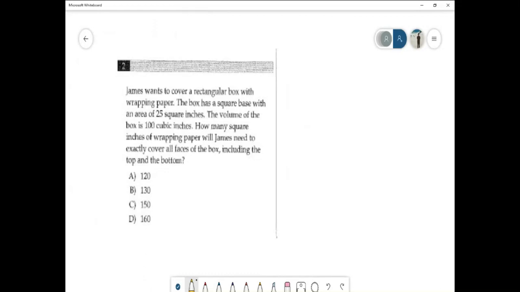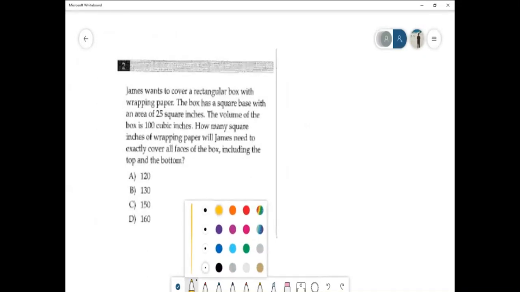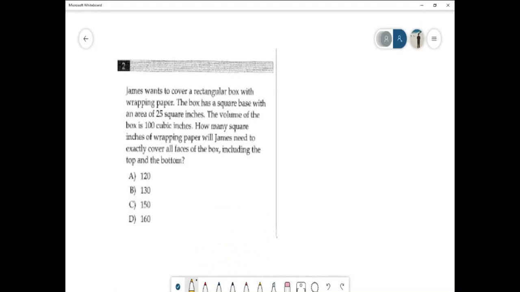Okay, let's solve this one. James wants to cover a rectangular box with wrapping paper. The box has a square base with an area of 25 square inches. The volume of the box is 100 cubic inches. How many square inches of wrapping paper will James need to exactly cover all faces of the box, including top and bottom? So James has a rectangular box.